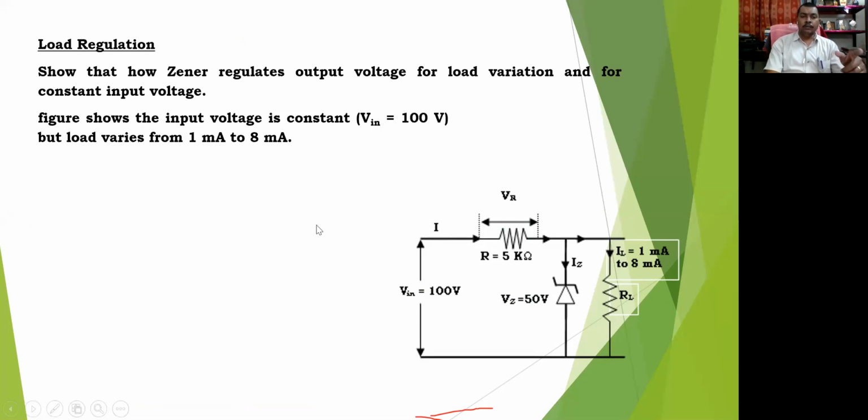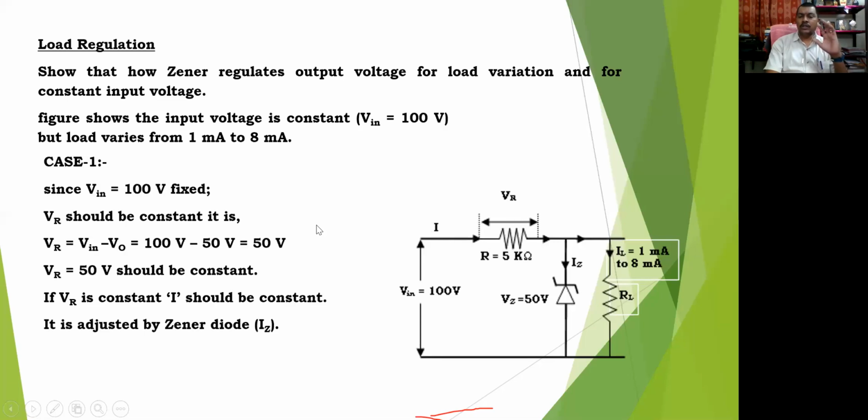So as you are able to see over here, this is the problem. So in the first case, let us try, since Vin is fixed, that is 100 volt, VR should be constant, means the voltage drop across the series resistance should be constant, and that comes out to be say 50 volts. So 100 volt is the total input voltage. Now the VR should be 50 volts, so that the voltage drop across the series resistance should remain constant.